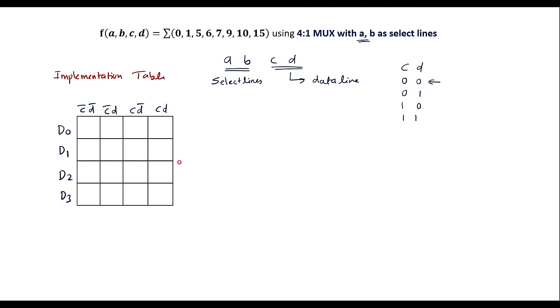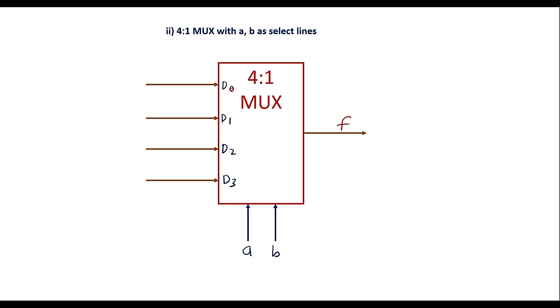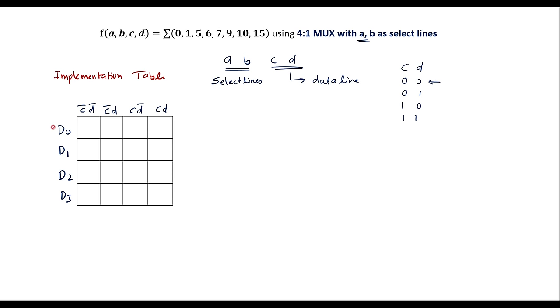So now let me tell you how to write the cell numbers. Here D0 will be selected when A and B lines are 0, 0. So D0 will be with respect to 0, 0. D1 will be with respect to 0, 1. D2 is with respect to 1, 0. And D3 is with respect to 1, 1.